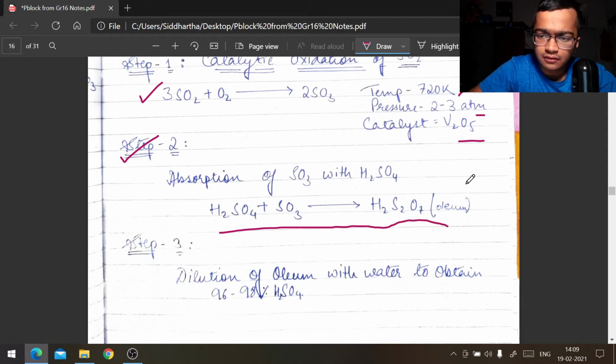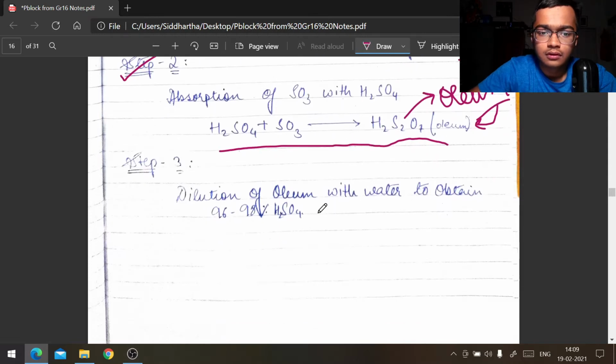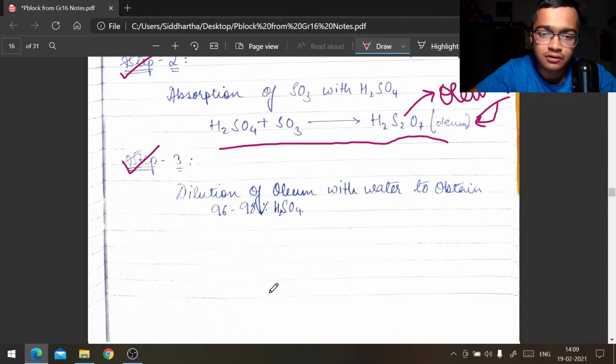Now this thing is called oleum, OLEUM, it is mentioned here. Now this oleum is diluted with water to obtain 96 to 98% H2SO4 according to our use.